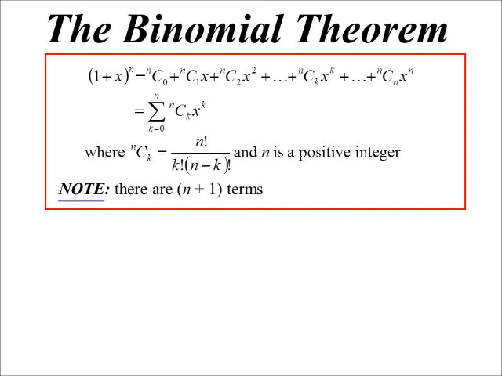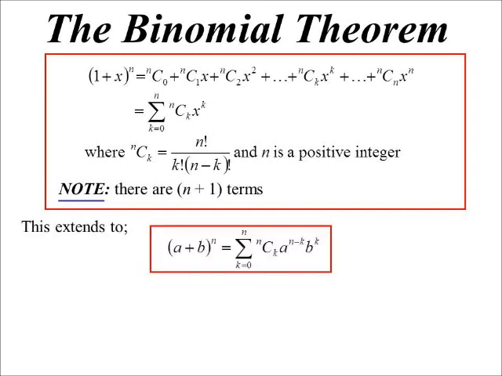Now 1 plus x, that's kind of nice, but it's not very useful. We can extend that idea through to a plus b. The general term would become a to the power of n minus k, b to the power of k. Again, the two powers must add up to give n.